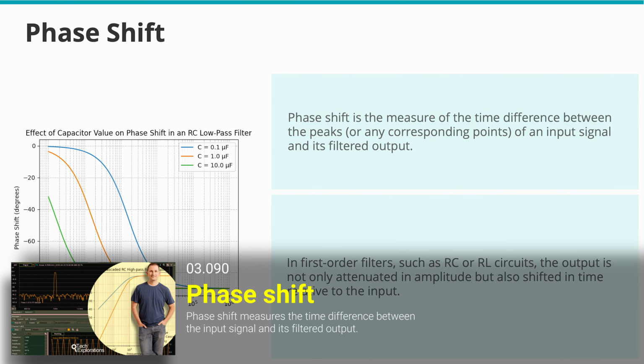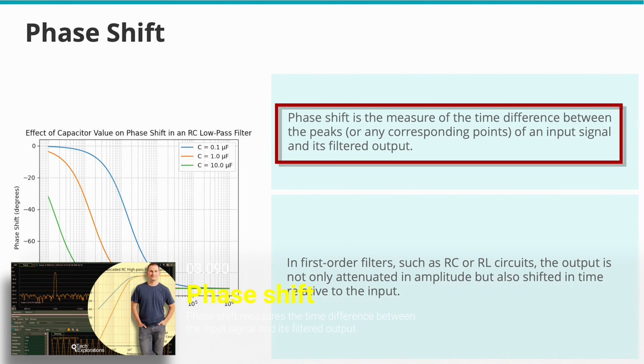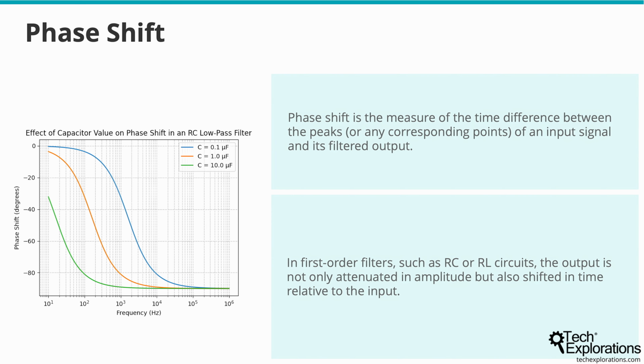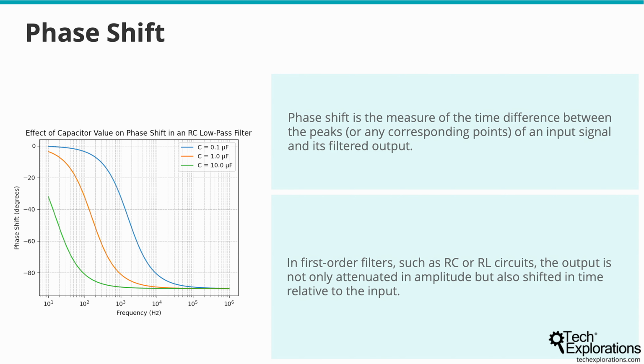Phase shift is the measure of the time difference between the peaks, or any other corresponding point, of an input signal and its filtered output. In first order filters such as RC or RL circuits, the output is not only attenuated in amplitude but also shifted in time relative to the input.